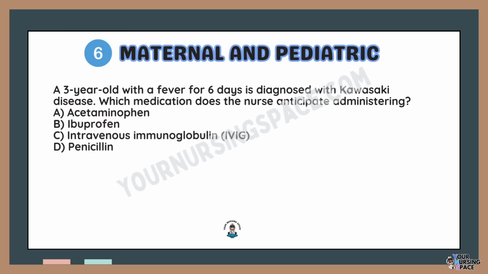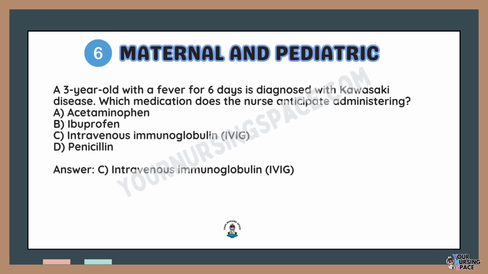Last one, a 3-year-old with a fever for 6 days is diagnosed with Kawasaki disease. Which medication does the nurse anticipate administering? A, acetaminophen. B, ibuprofen. C, intravenous immunoglobulin, IVIG. D, penicillin. The answer is C, intravenous immunoglobulin, IVIG.